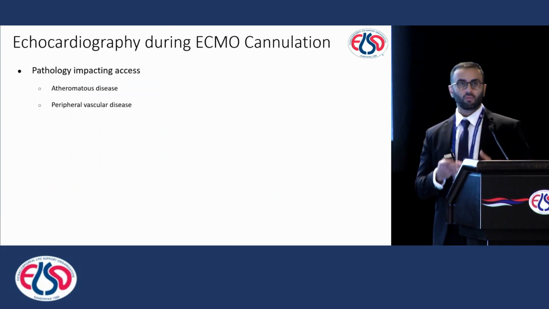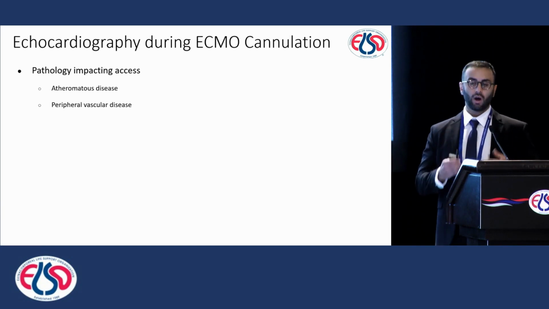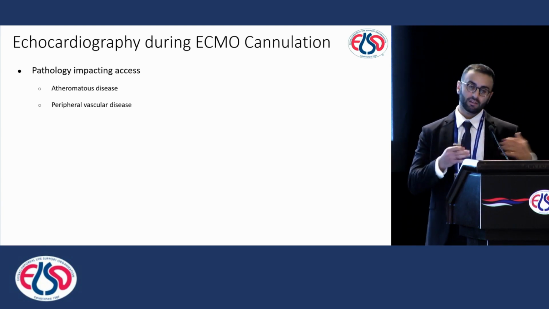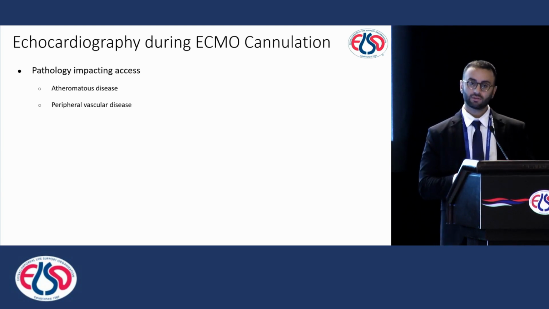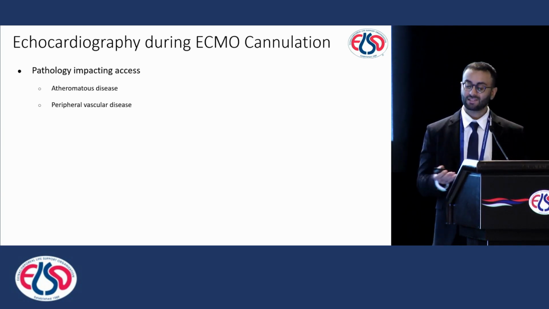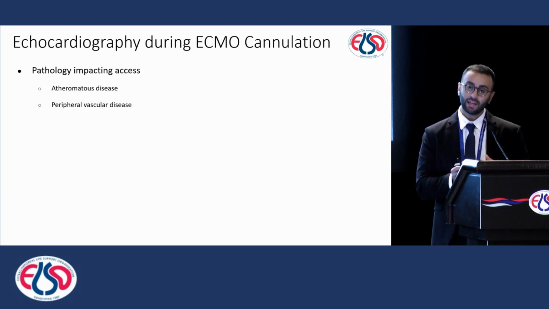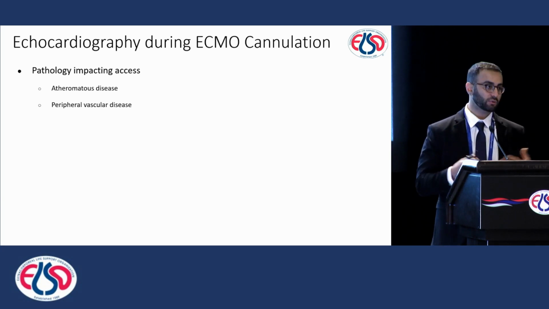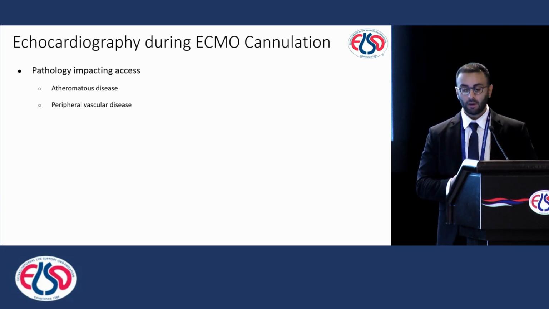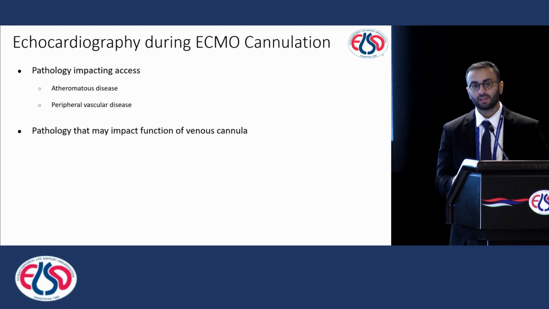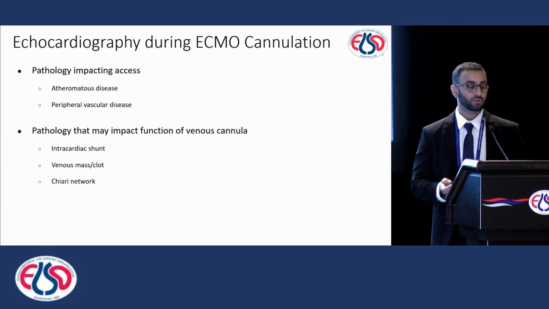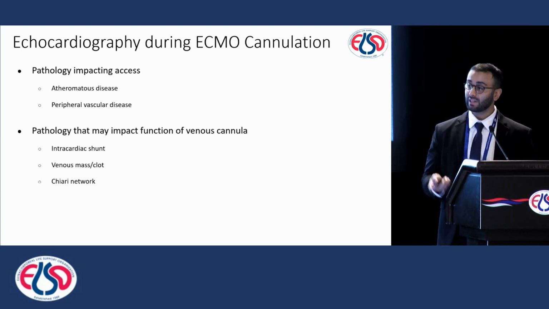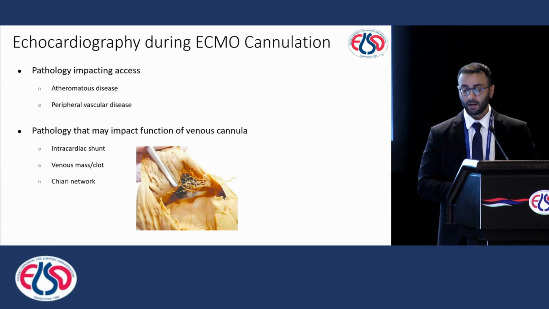So what do we really want to know while we're cannulating? So we want to know if any of the pathology is impacting our access. So we can have surface ultrasound to help understand when we're accessing the vein or the artery at that location, if there's atheromatous disease, peripheral vascular disease. And then more importantly, pathology that can impact the venous cannula, either placement or function. So any intracardiac shunts, any masses or clots, Chiari network inside of the heart, as seen here.